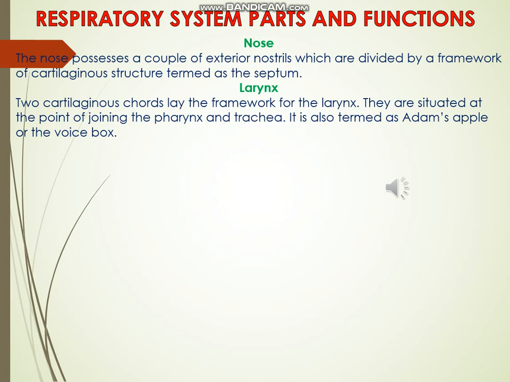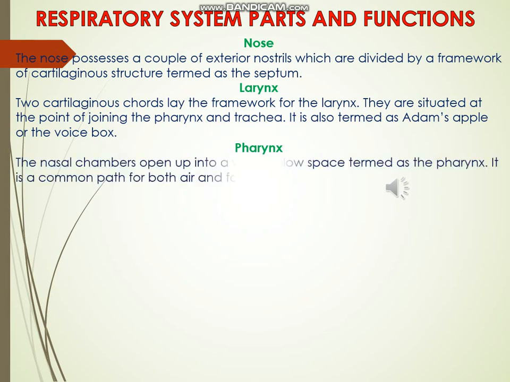Next one is the pharynx. The nasal chambers open into a wide hollow space termed the pharynx. It is a common path for both air and food. It functions by preventing the entry of food particles into the windpipe. The epiglottis is elastic cartilage which serves as a switch between the larynx and the esophagus by allowing the passage of air into the airway of the lungs and food into the gastrointestinal tract.